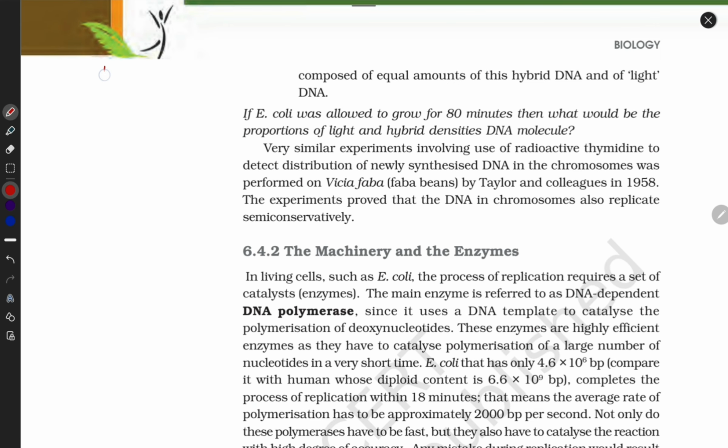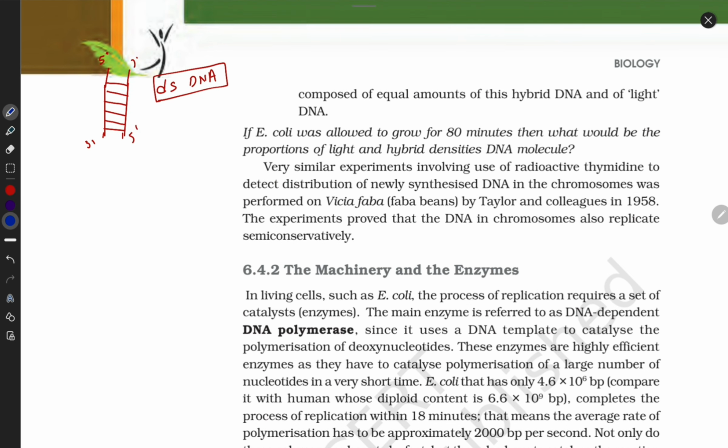Assume this is the DNA. The strands are paired through nitrogen bases with the help of hydrogen bonds. Now, what kind of enzymes come and take part in replication? This is the double-stranded DNA. Is this first step clear or not? Tell me. 5 prime to 3 prime, and 3 prime to 5 prime. Do you understand this?